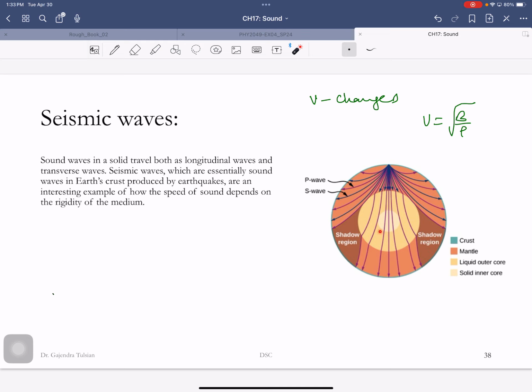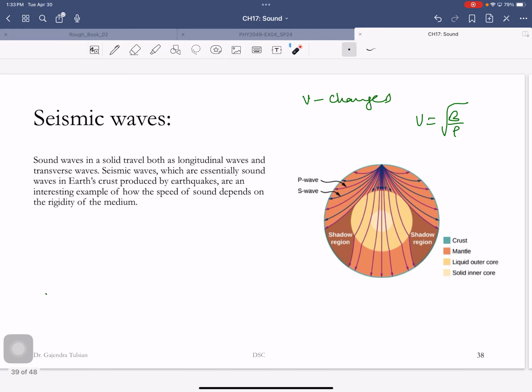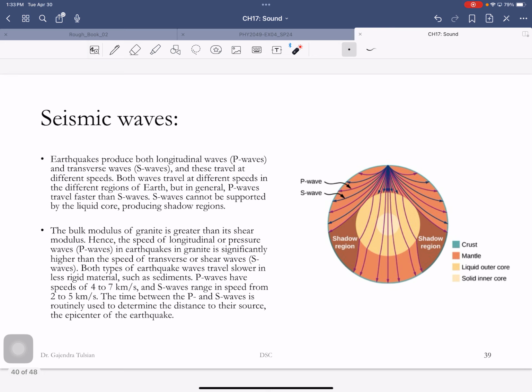If you were taking a physics class 100 years ago, you wouldn't know this picture. We had no idea about this. So P waves are longitudinal waves, and their speeds vary from 4 to 7 kilometers per second. S waves are transverse waves. P stands for primary waves and S for secondary waves, with speeds of 2 to 5 kilometers per second.